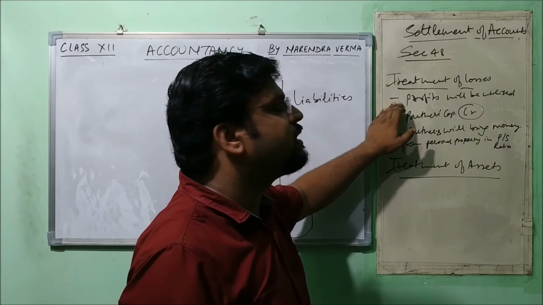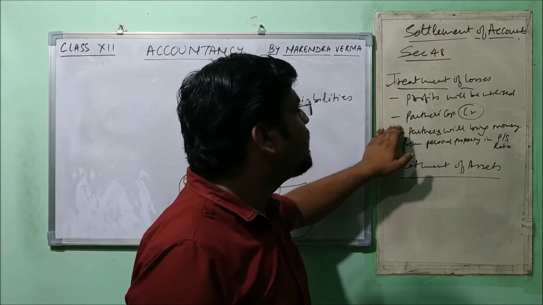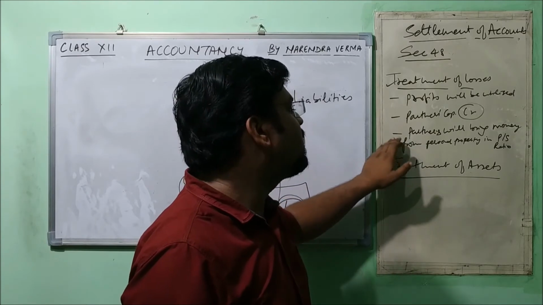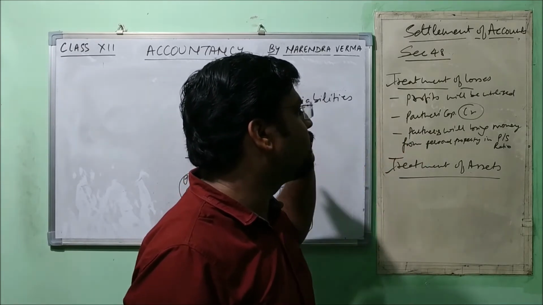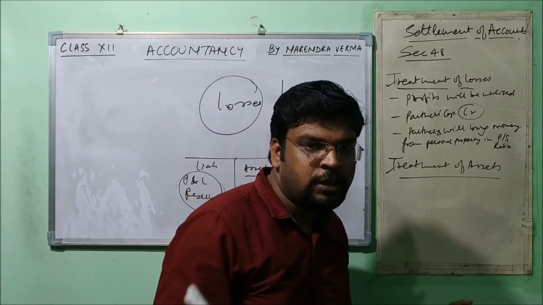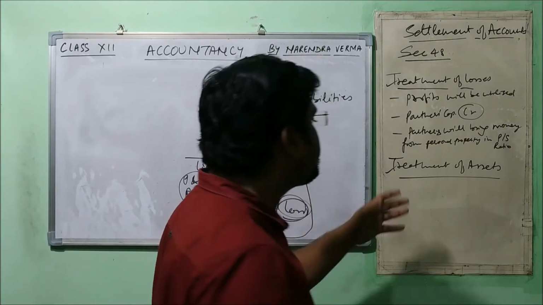First of all, profits and reserves will be utilized, and then partners' capital and credit balances will be utilized, and even then if the loss exists, then partners will bring money from their personal property in their profit sharing ratio. Understood the point? Okay, now let's talk about the treatment of assets.